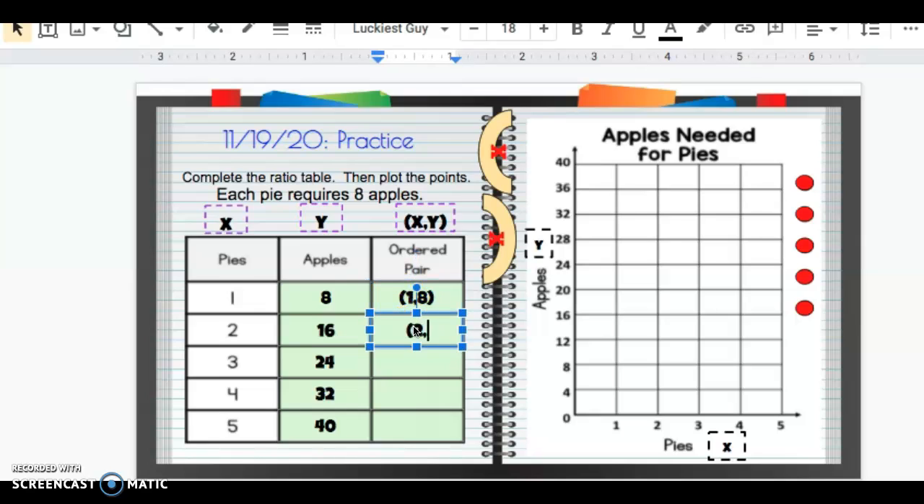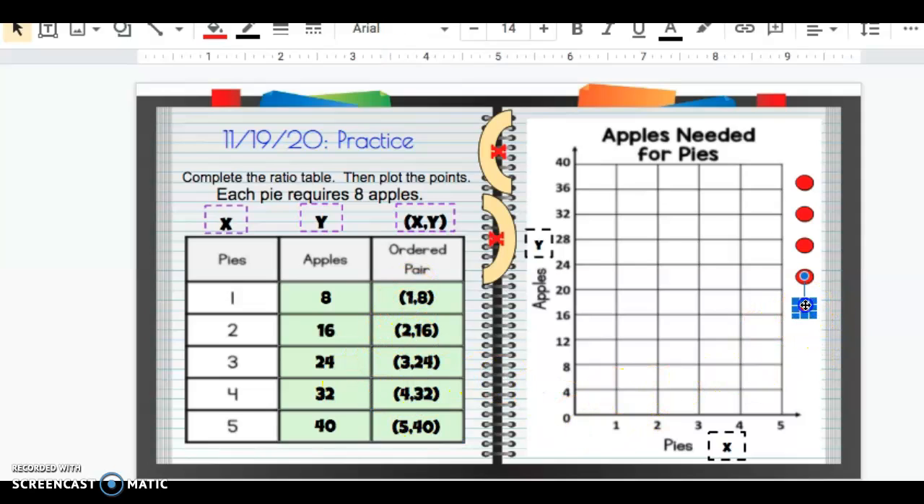2 comma 16, because it's X comma Y. We have to do 3 comma 24. Then we do 4, 32. And then we do 5, 40. Because X is our pies, apples are our Y. And that's what we do. So now we have to plot them.